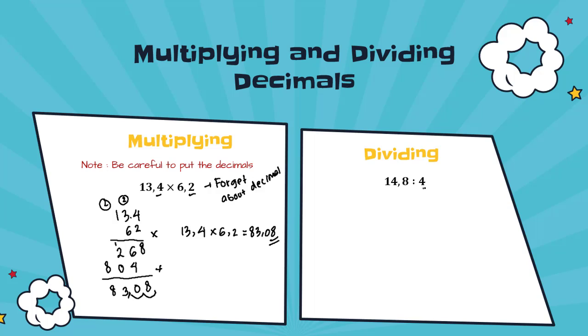And for dividing decimals, you have to make sure the number after the operation is not a decimal. If it's a decimal, you have to change it into an integer, a non-decimal number. So we can use the traditional method to divide 14.8 divided by 4. And it's equal to 37, because there is one number after the comma, so we can put 3.7. So this is the answer.